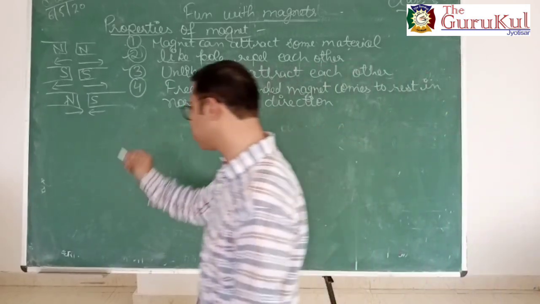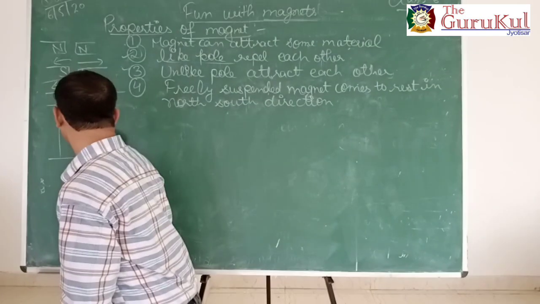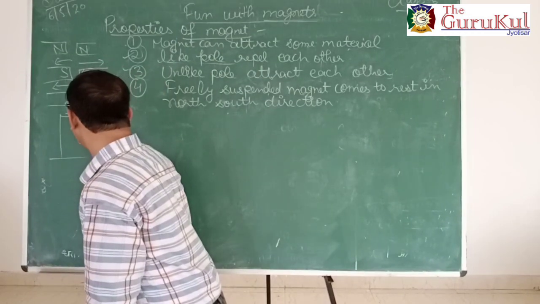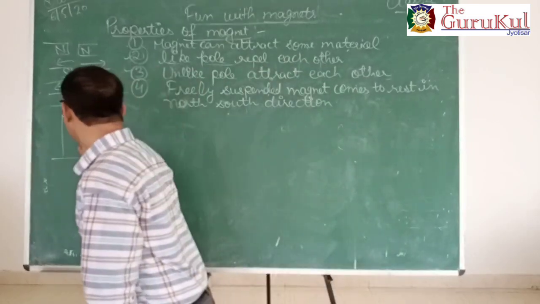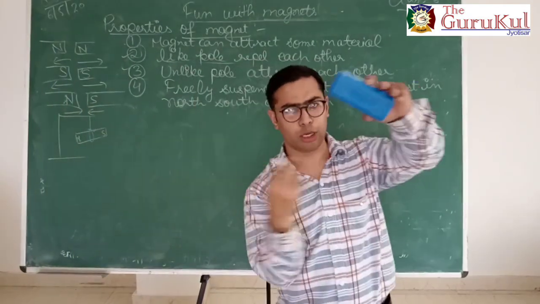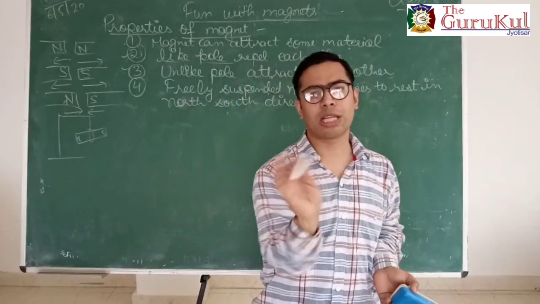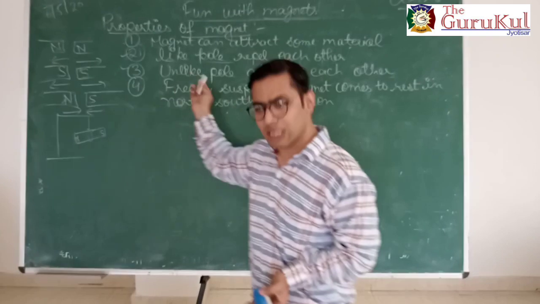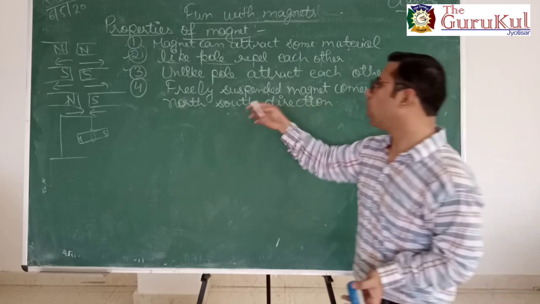What does it mean? Suppose you have a stand. Now you have a bar magnet. Now if you suspend the magnet with the help of a thread, understand? It is a thread and it is a bar magnet. So a magnet has two ends. It is north, it is south. So what happens? This magnet rotates for some time. Then after some time, it comes to rest in a north-south direction. What it means is the north pole will show the north direction, the south pole will show the south direction. Understand? So a freely suspended magnet comes to rest in north-south direction.